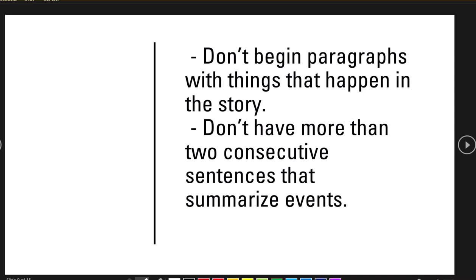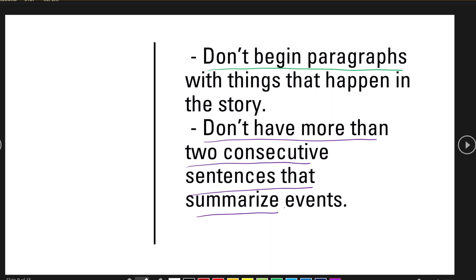Right? Those are things that happen in the story. So those are pieces of summary, and you don't begin paragraphs with summary. You are going to use examples and evidence from the story to back up your claim. So if I'm talking about those imaginary symbols again, I might put in a quote of how the car is described in the story. But I don't want more than two consecutive sentences that summarize events.